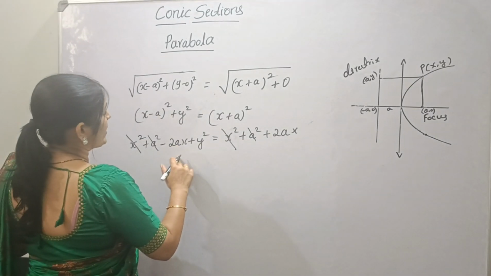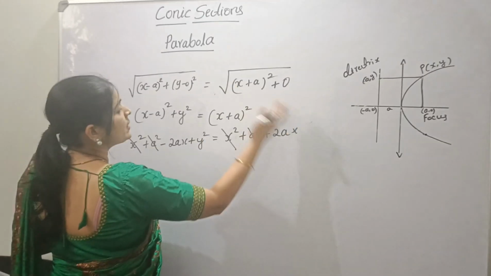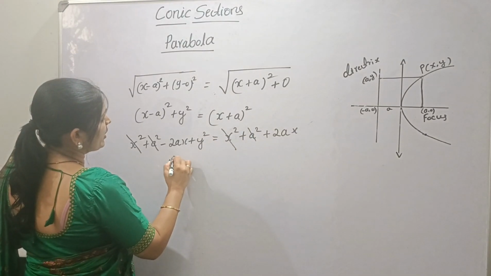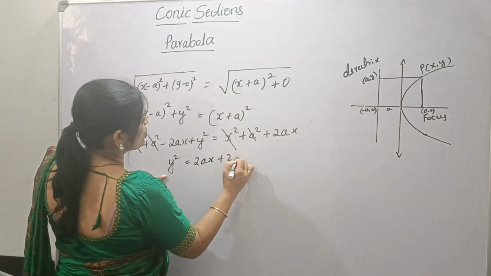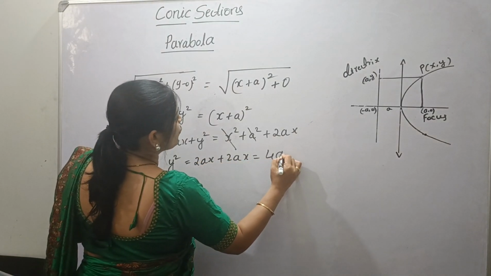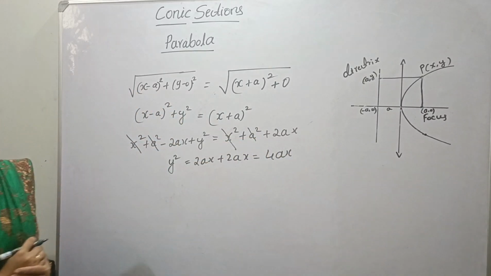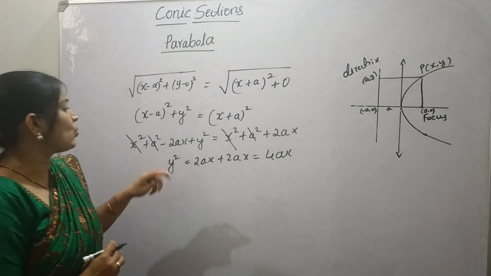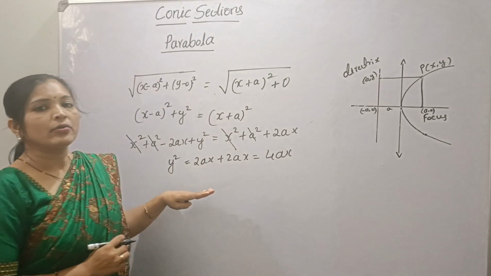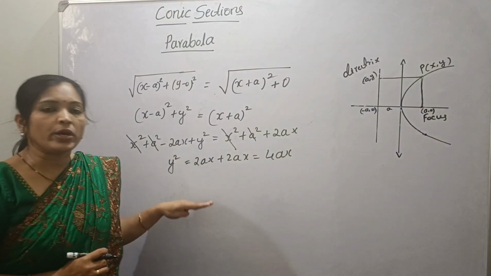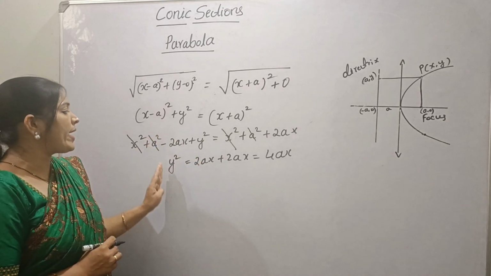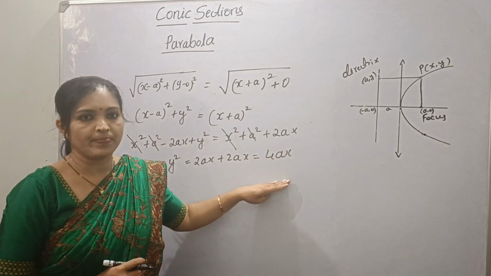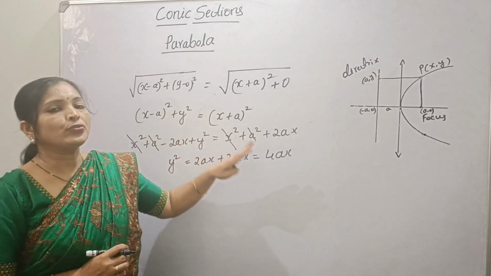So minus 2ax, let us take it to the right side. So remaining y square is equal to 2ax plus 2ax, that is 4ax. So what is the formula? What is the equation of the parabola? The parabola equation is y square is equal to 4ax.